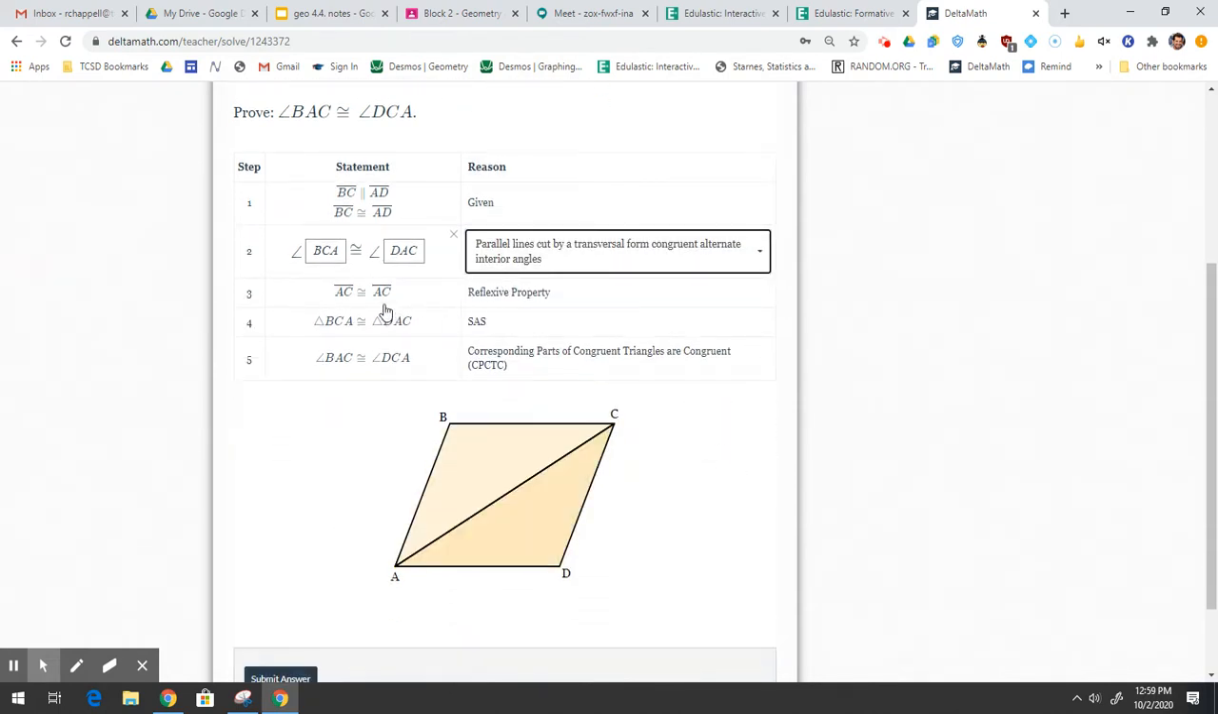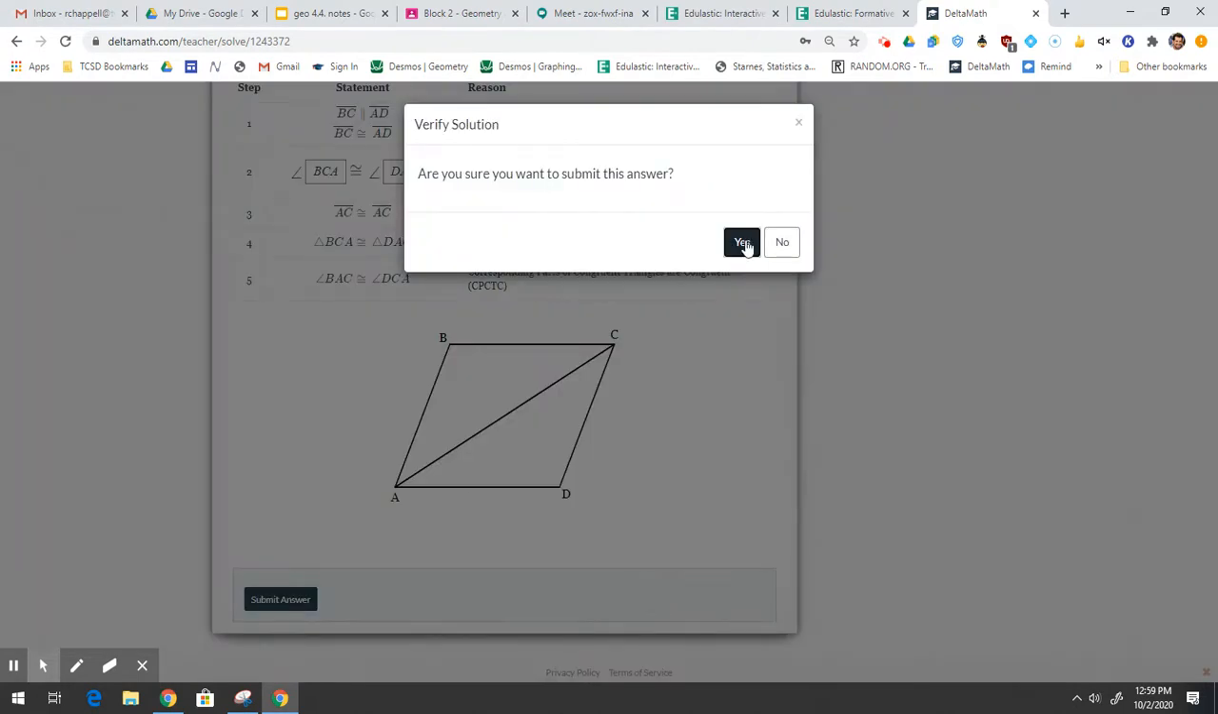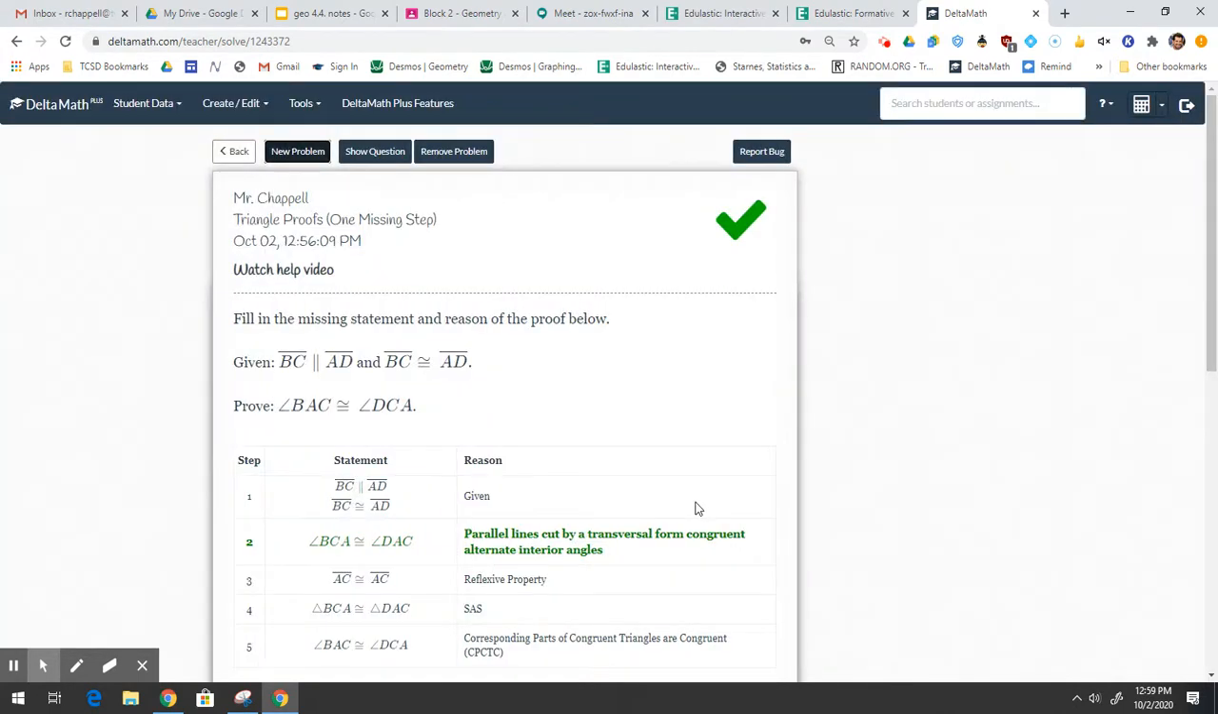Because then, with the reflexive property, that's side, angle, side, and once I prove the triangles are congruent, then yes, those two angles are congruent because they are corresponding parts of the congruent triangles. I'm sure I want to submit. Oh yeah, and there I go. All right, next problem coming.